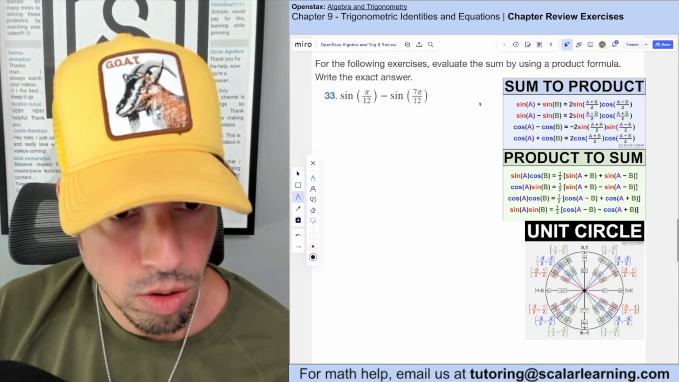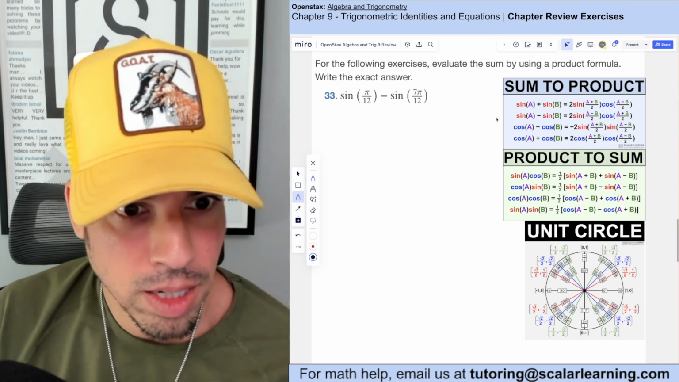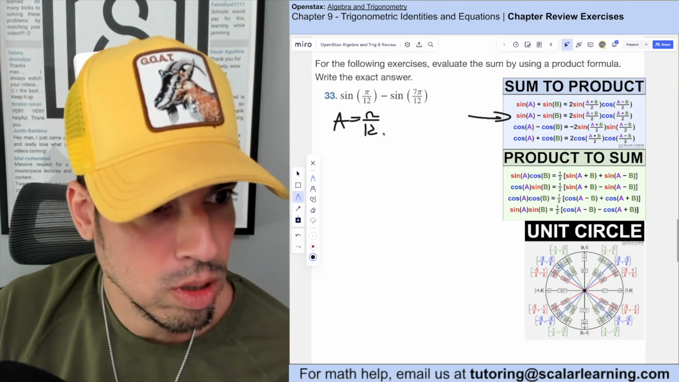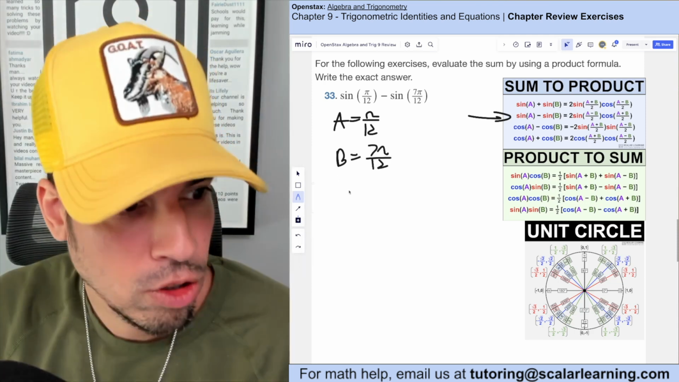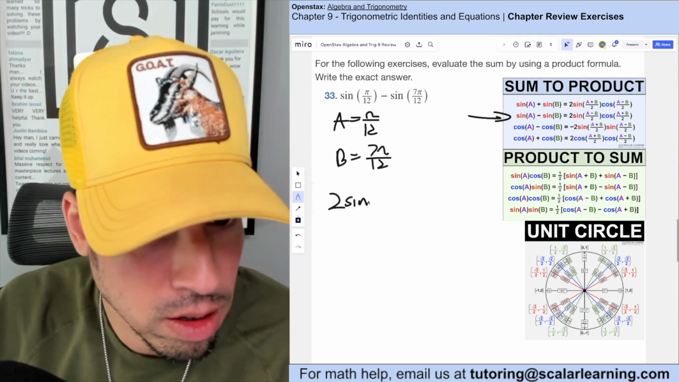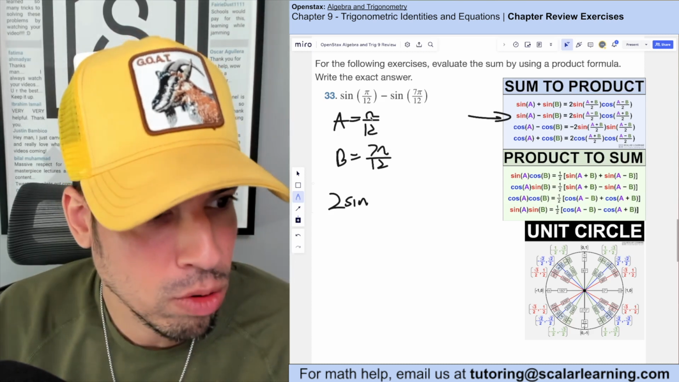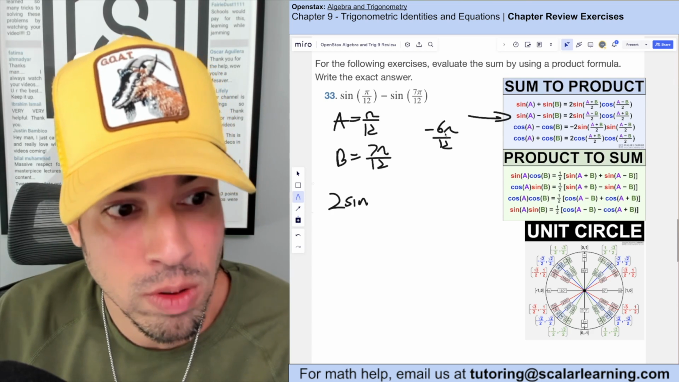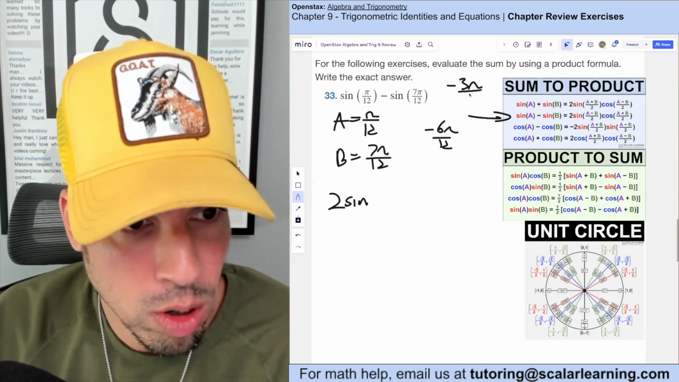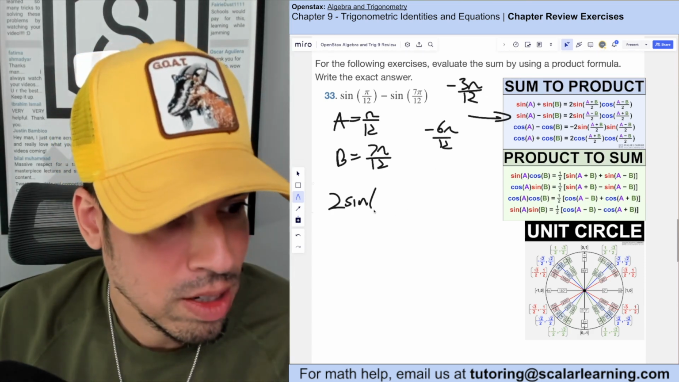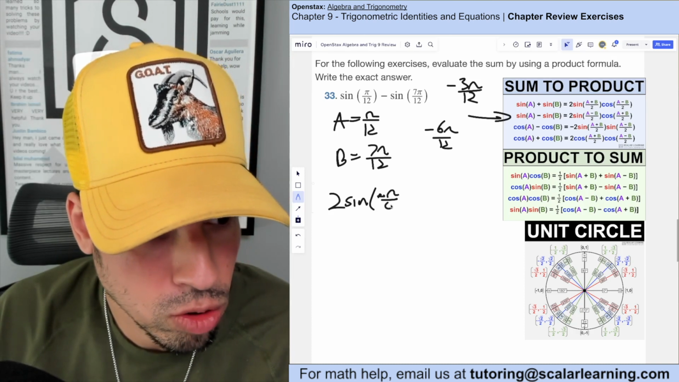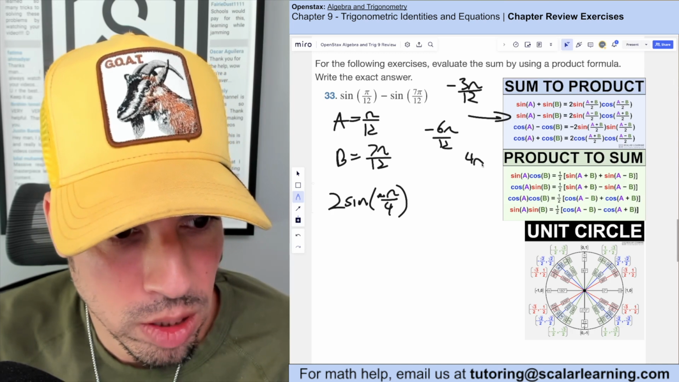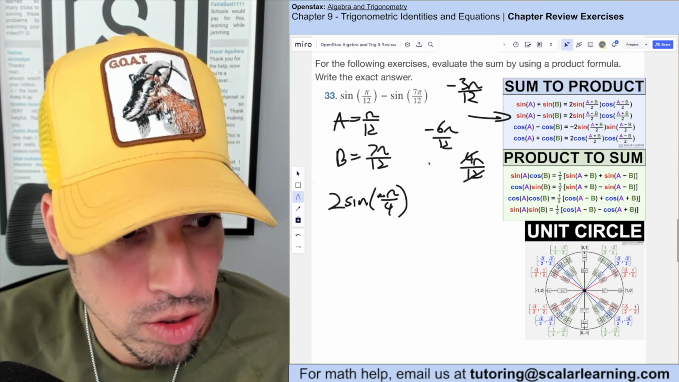So for this one, we're going to go sum to product, and I got sine minus sine, so that's right here. So I'm going to set A equal to that first angle and B equal to the second one. Now using the formula, I have 2 sine of A minus B divided by 2. So A minus B is negative 6 pi 12ths divided by 2 is negative 3 pi 12ths, right? I'm taking half, and that simplifies to negative pi 4ths, which is on the unit circle. And then for A plus B, we get 8 pi 12ths, but then again, divided by 2 is 4 pi 12ths, which simplifies to pi thirds.